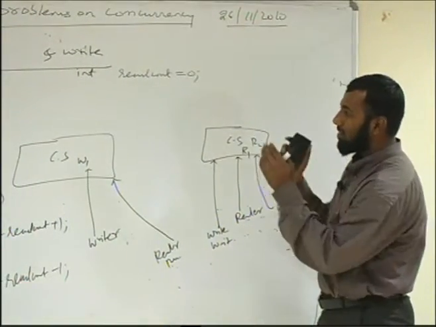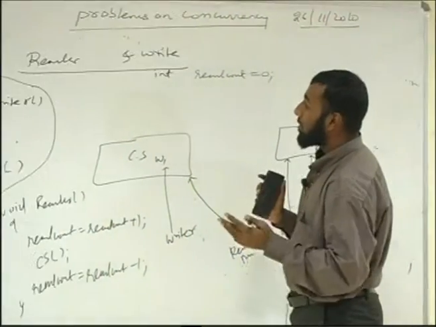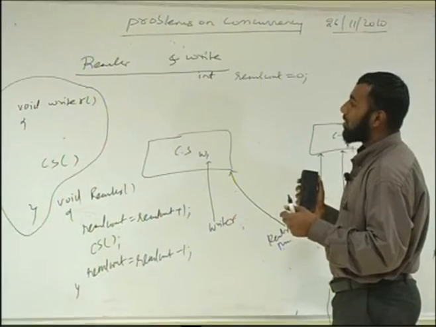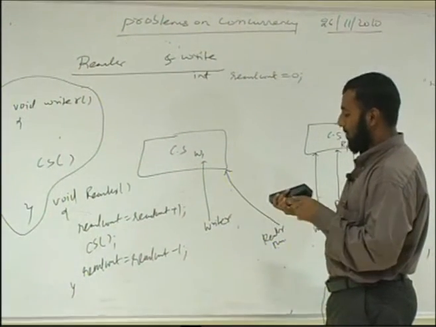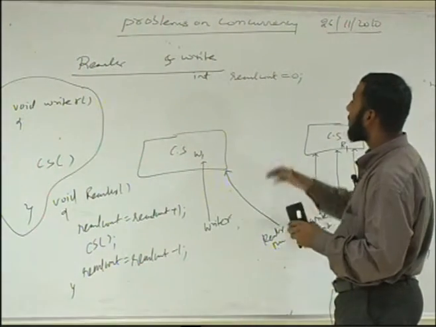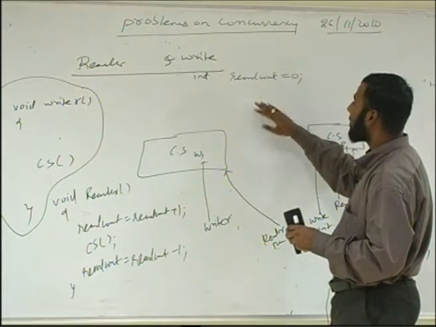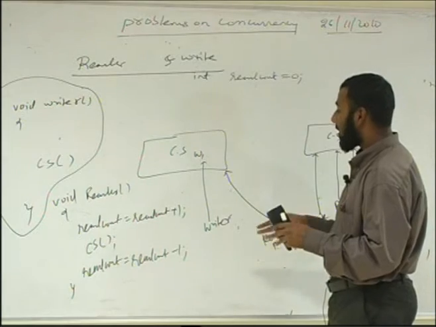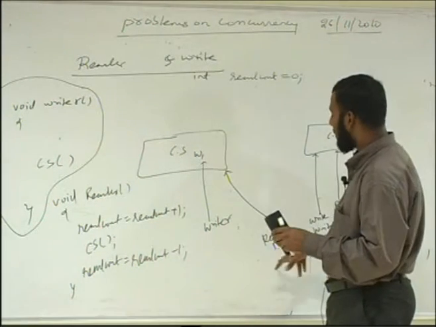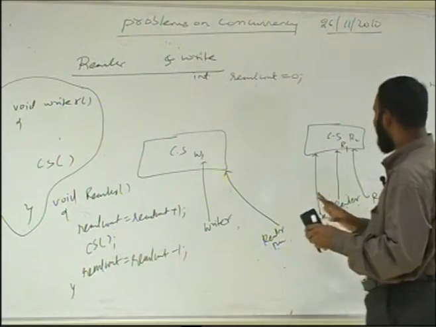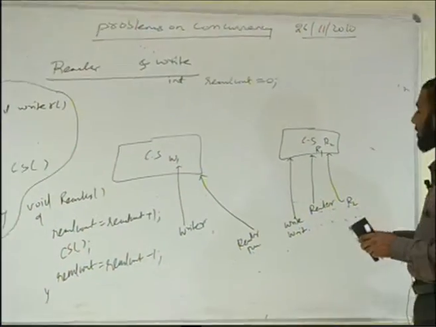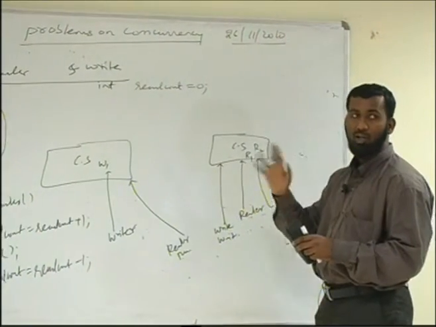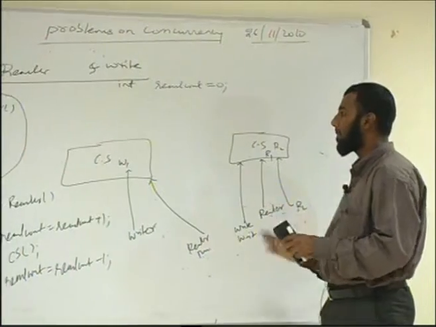Now the code you write should ensure mutual exclusion here. It should ensure that the value of read count is not left in an inconsistent state. You have to write the code in such a way that when a writer process is in the critical section, no more reader processes are allowed. If a reader process is in the critical section, no more writer processes are allowed. Okay, how do you write? I am leaving this as an exercise.